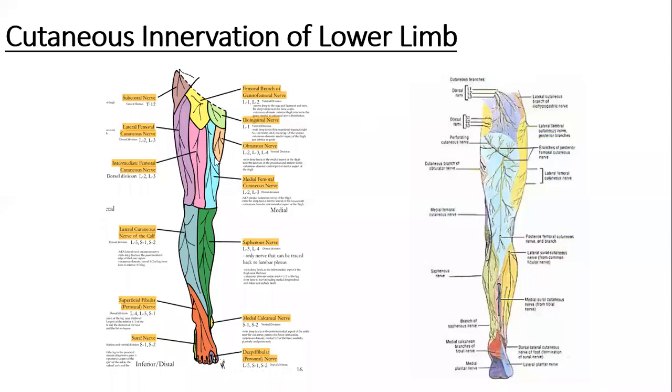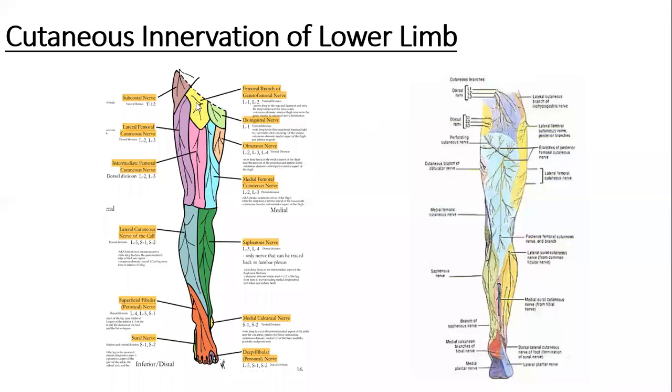So cutaneous innervation of the limb, to study it, we divide it into the regions of thigh, leg and foot. So in case of the region of thigh, this is the anterior view and this is the posterior view. In the anterior view, if we start from the lateral to medial anteriorly, right?